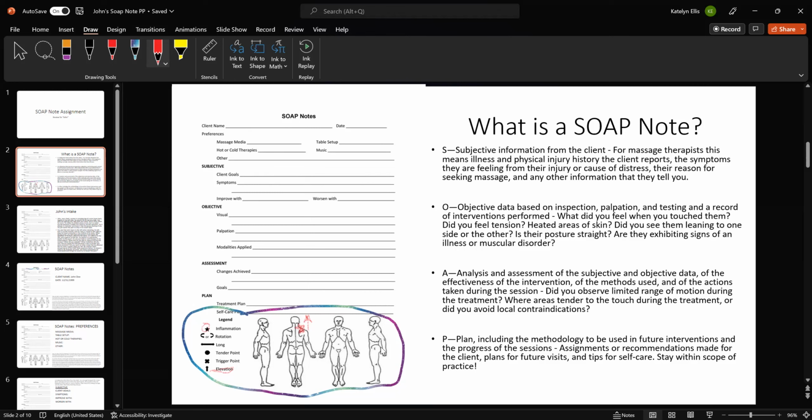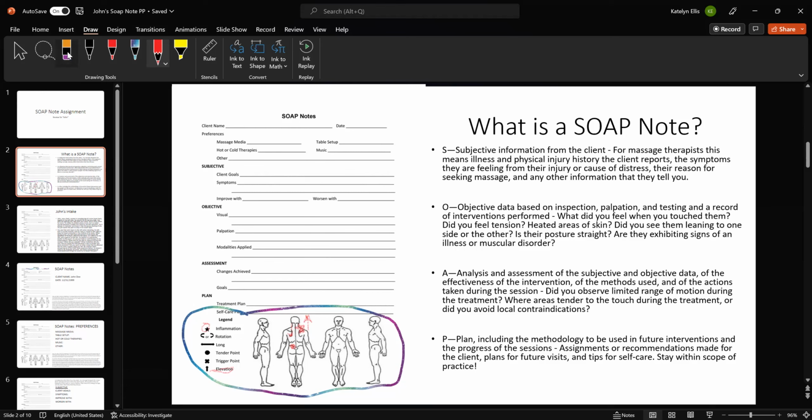If they have a tender point, they were talking about their low back, boom, we can put a tender point on there. If they have a trigger point, say I press right here underneath the scapula, and they feel it shoot all the way up into the jaw here. So I put an X on the trigger point underneath the scapula because they felt it shoot all the way up into their jaw. That is a trigger point.